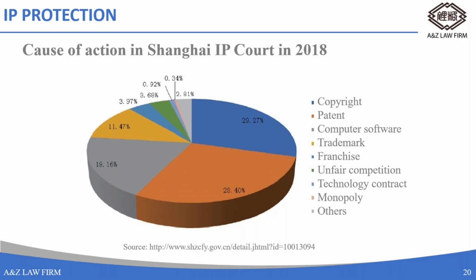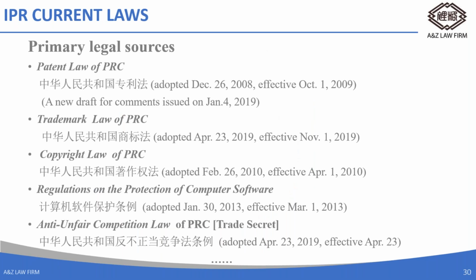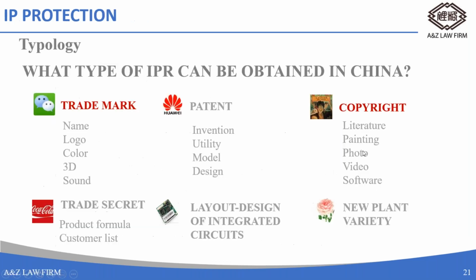Now, if we move to the legal side, what primary legal sources we have, we listed here the main ones. Nevertheless, there are more that you may need to pay attention to. We're not going to go into details, but this is just to give you an idea that perhaps the implementation could be improved, right? But at least there are some measures and mechanisms. And now if we move to the practical side in the next slide, we can see what type of IPR we can obtain in China. And if you look at it, it doesn't differ too much compared to other jurisdictions.